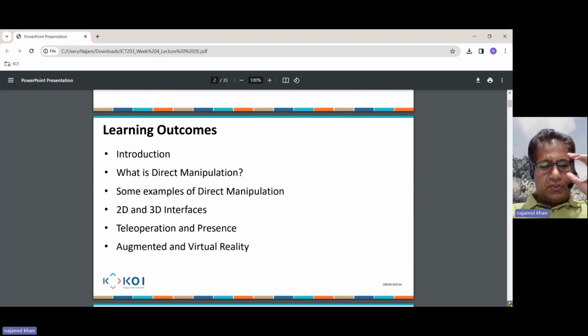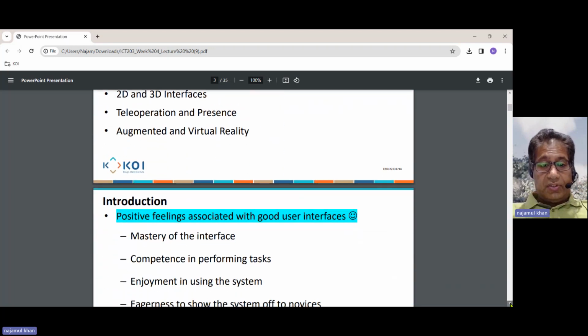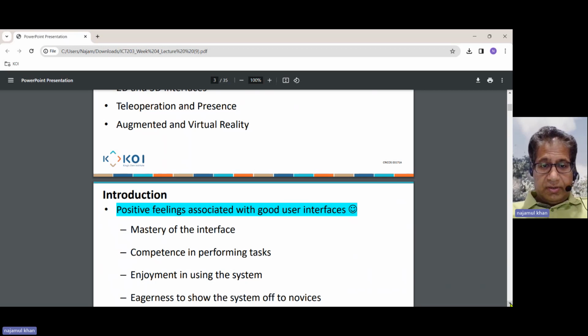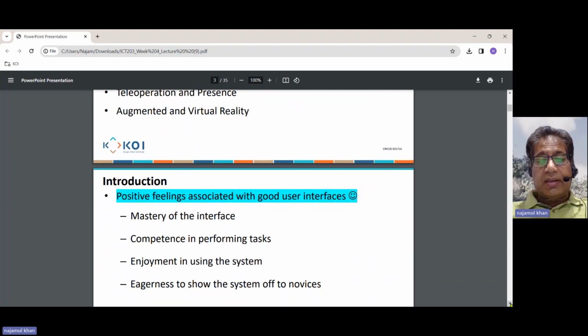We have some important information in terms of introduction: one of the important things we all need as users is to have positive feelings. This is a very important topic associated with good user interfaces. That's why designers try to do their best to get mastery into their design, how they design their interface. They want to make sure there's competence in performing tasks. They want users to enjoy using the system. So this is what users want.